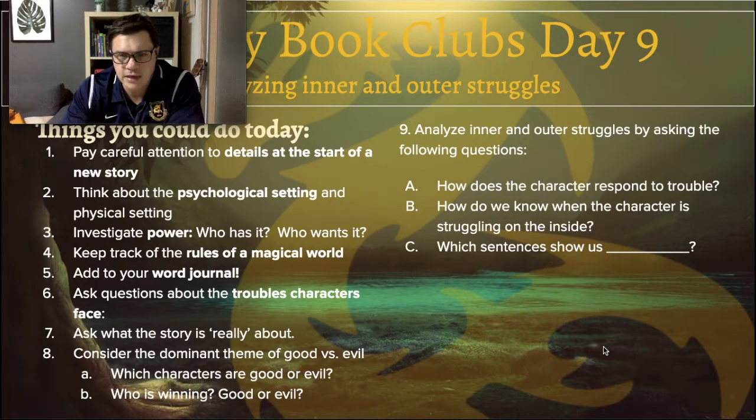And then the work for today is to analyze the inner and outer struggles. So you could use just the kind of mind map that I did in my example to identify struggles outside of your character and also inside them. And here are some questions you could ask to help you figure that out. So how does the character respond? And then how do we know the character is struggling inside? And which sentences show us that the character is struggling? Okay, this will be really important. When you notice those things, they're things you want to write down.